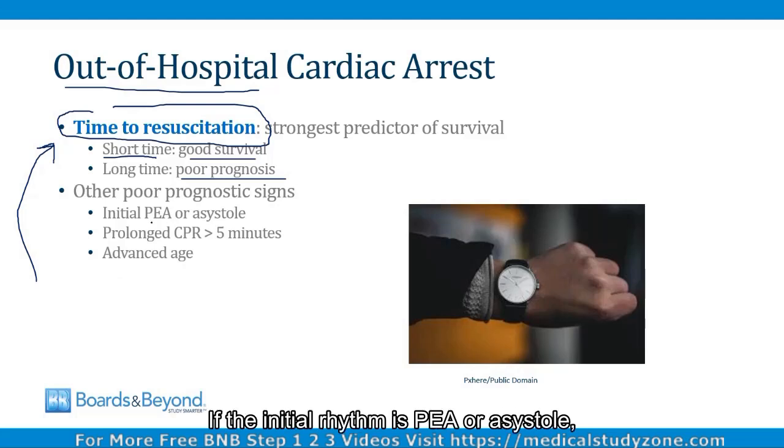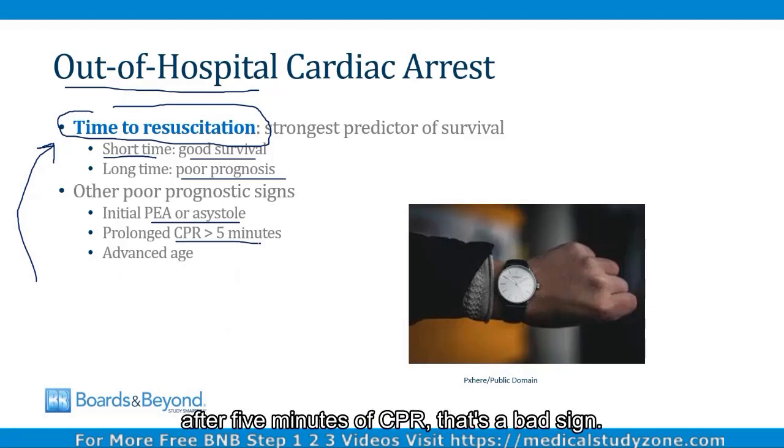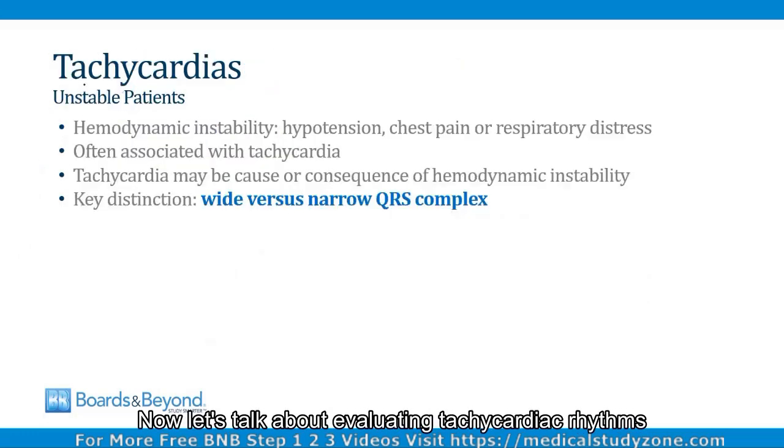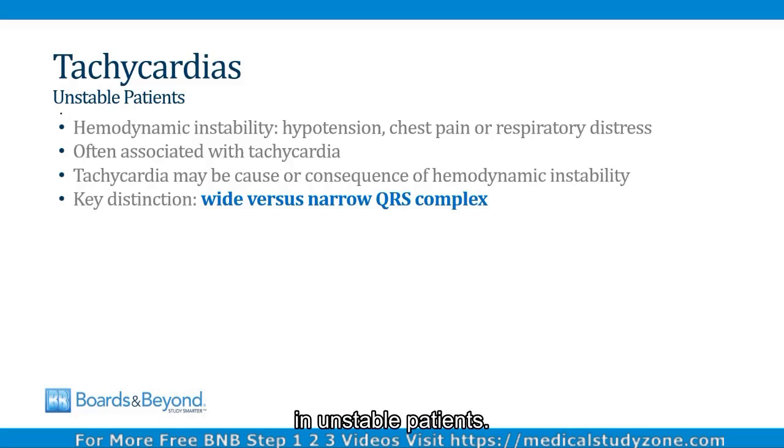If the initial rhythm is PEA or asystole, that's a bad prognostic sign. If spontaneous circulation does not return after 5 minutes of CPR, that's a bad sign. And then, of course, advanced age is also a bad prognostic sign. Now let's talk about evaluating tachycardic rhythms in unstable patients.